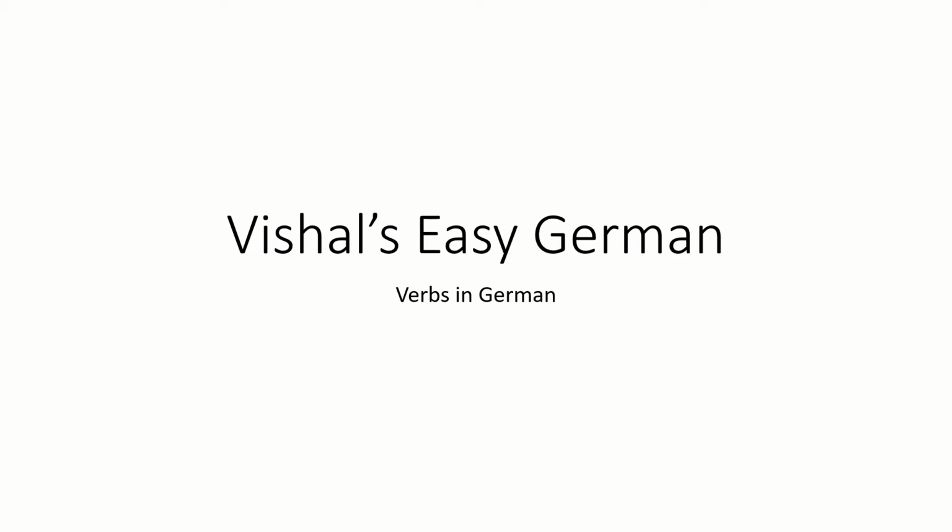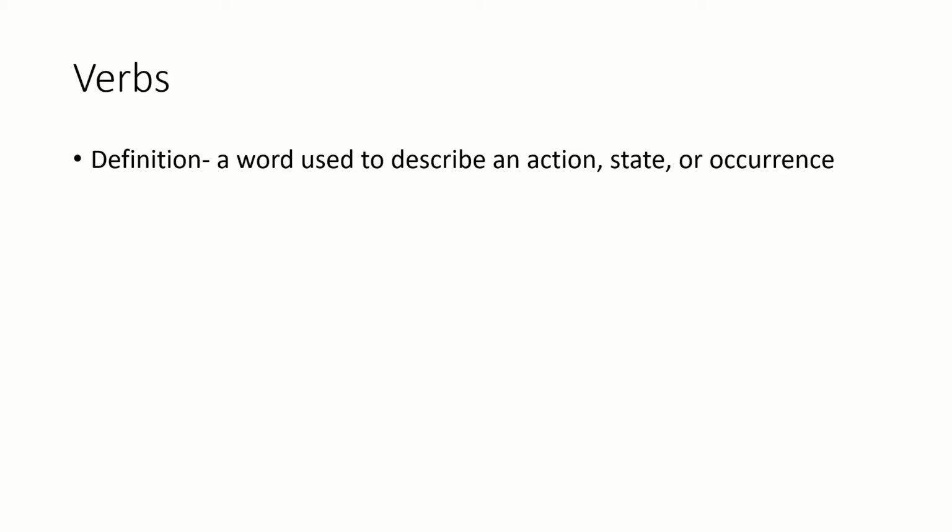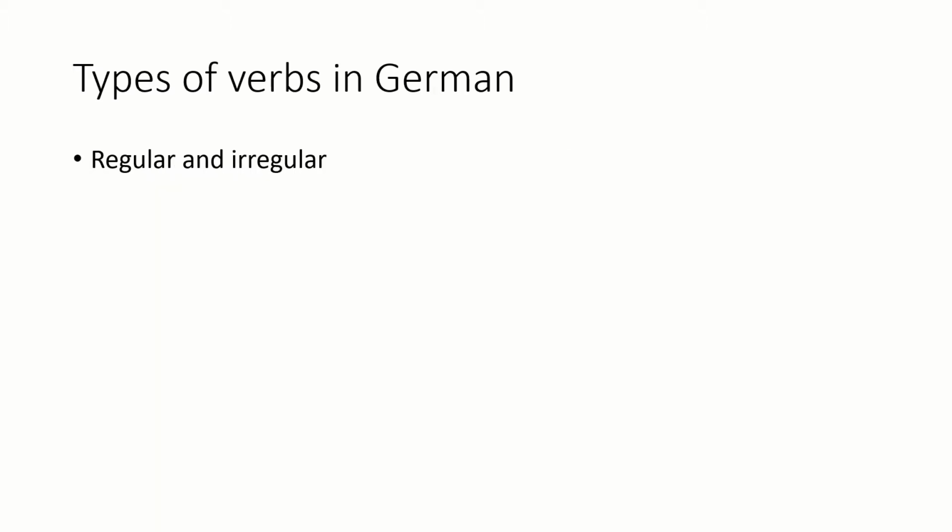Today we'll be learning how to use verbs in sentences and in proper grammar. Let's go. So a verb is a word that's used to describe an action, state, or occurrence. That's just the simple definition. In German there are two types of verbs, regular and irregular. I'm going to be talking a little bit about both today, but the easier one is obviously regular because they're more straightforward and easier to think of and use.